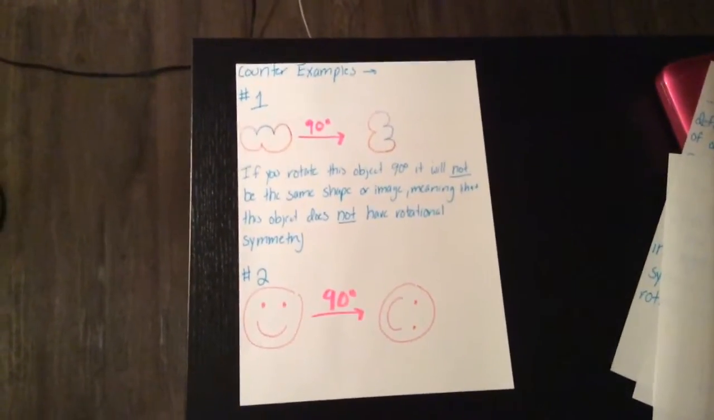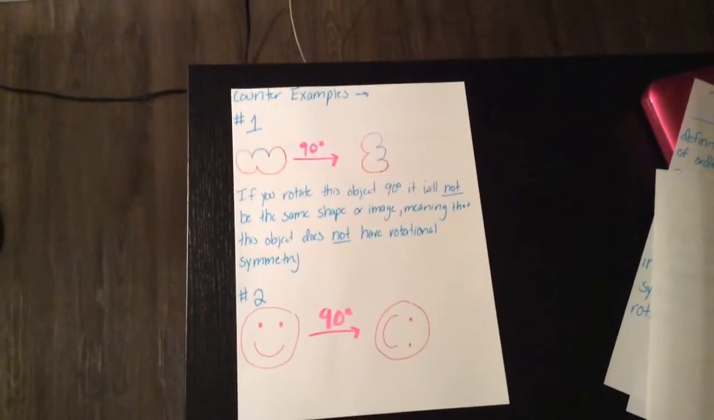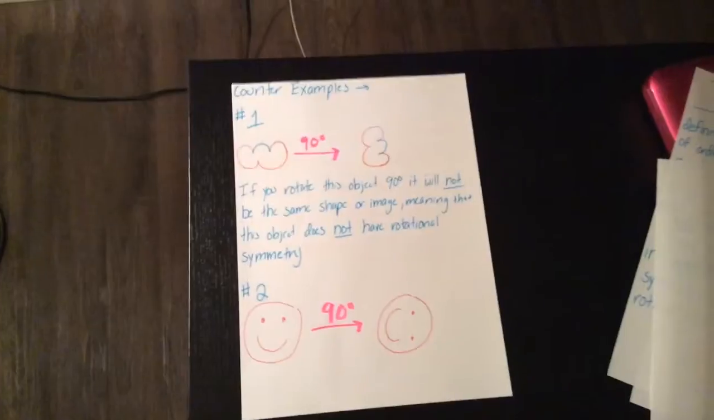For number 2, if you rotate our smiley face 90 degrees, it will not be the same shape or same image, meaning that this object does not have rotational symmetry.